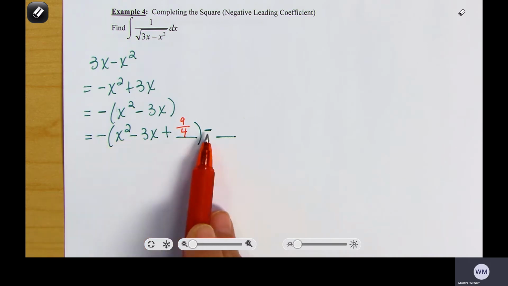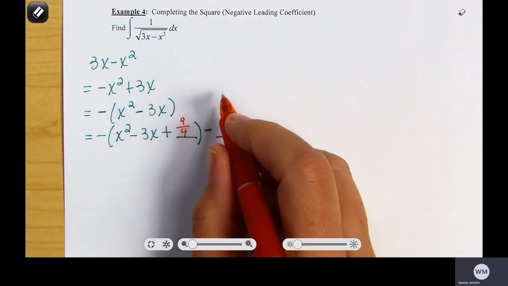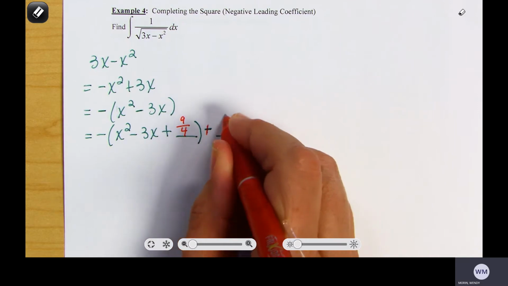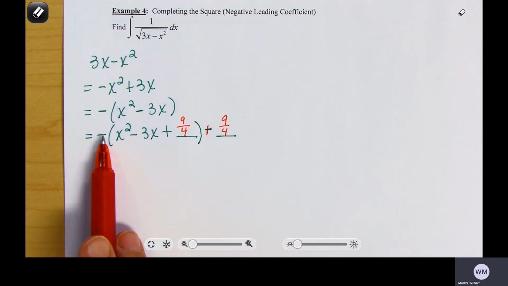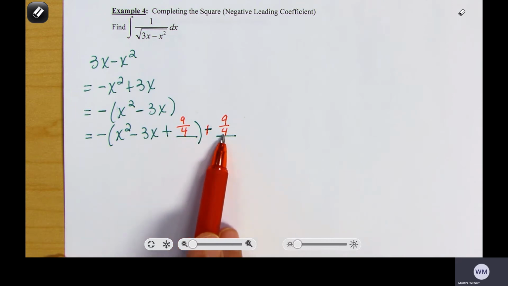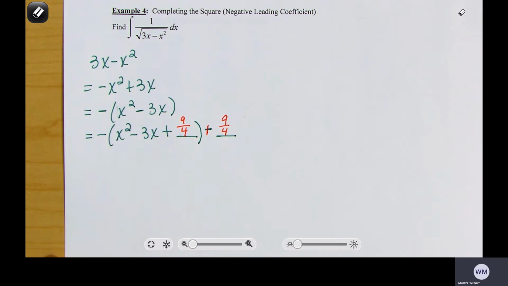Okay, so when you go to fill in the blank over here, you need to subtract a negative 9/4 to keep it equal. Because think about it, this is a negative 9/4. I need to undo it with a positive 9/4. So it's equivalent to the original problem. I'm changing the looks without changing the value.